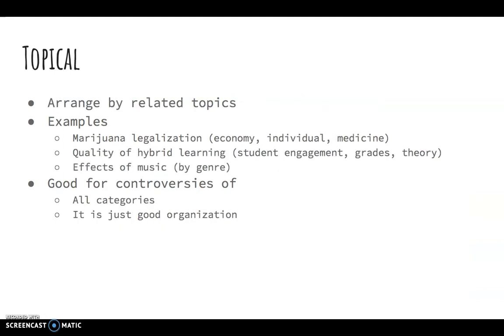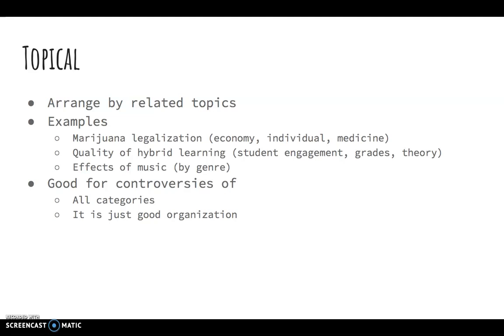Next is my personal favorite and go-to, topical. It's just when you arrange by related topics that don't necessarily have a specific commonality or order to them. For example, if you're doing marijuana, you could focus on the economy, the individual, and the medical field as different areas or aspects. With topical, note that the order doesn't matter. You could do individual before you do economy. You could do medicine first. The order isn't important, just the grouping.